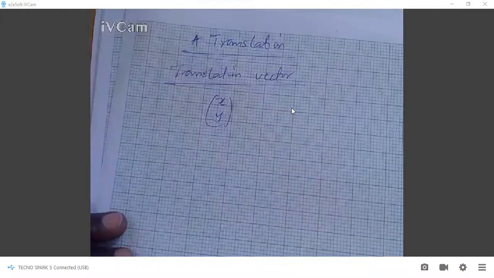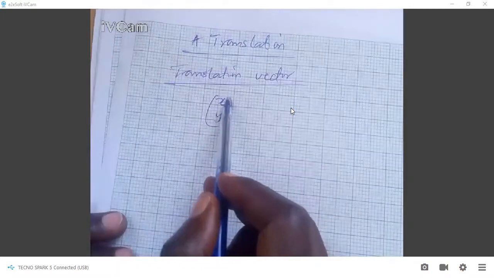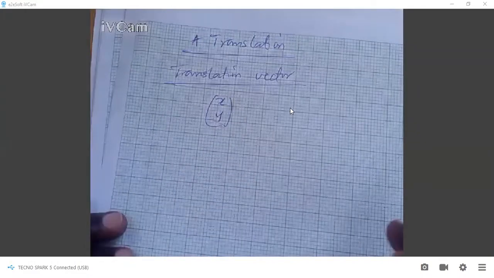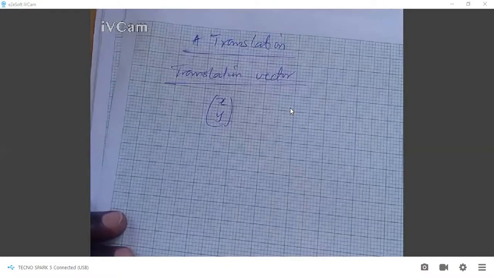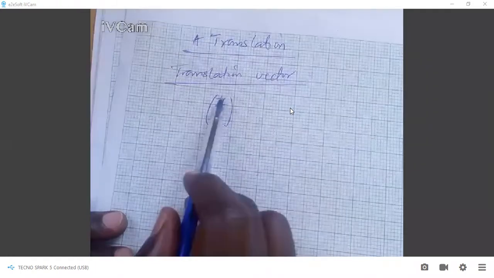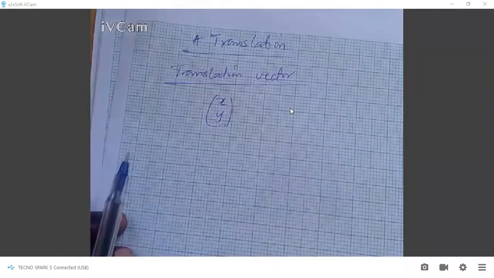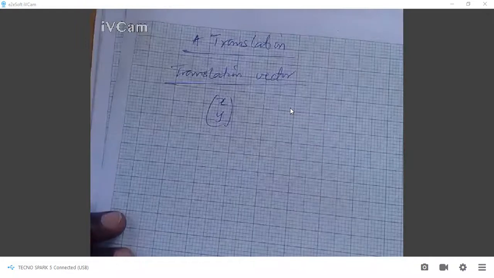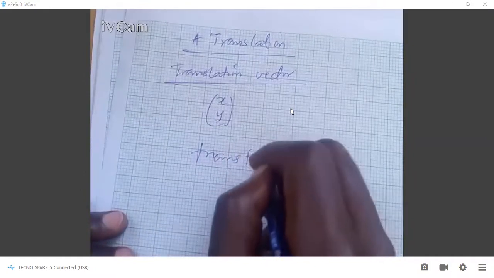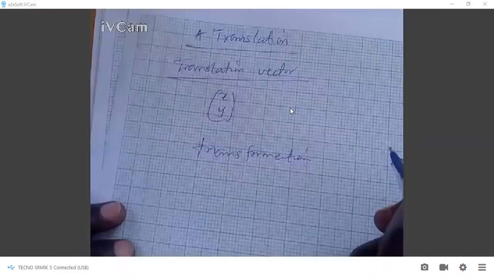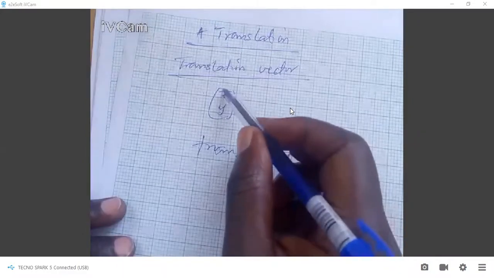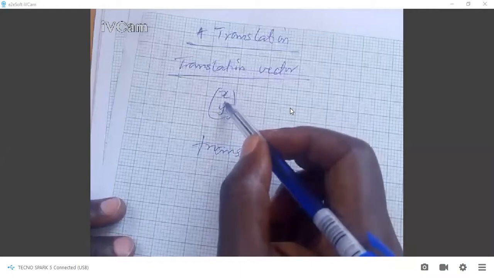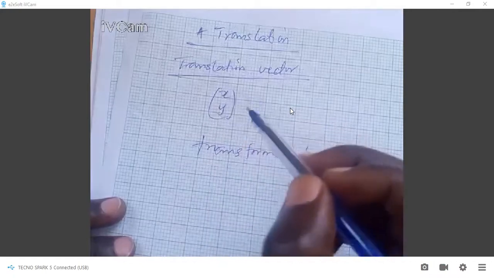So it means each point on the object moves x units in the x direction and moves y units in the y direction. So if an object is translated, it means that each point on the object moves x units in the x direction and y units in the y direction. So how do we define a translation? A translation is a transformation where each point on the object moves a given distance in the x direction and a particular distance in the y direction. That is the meaning of a translation.